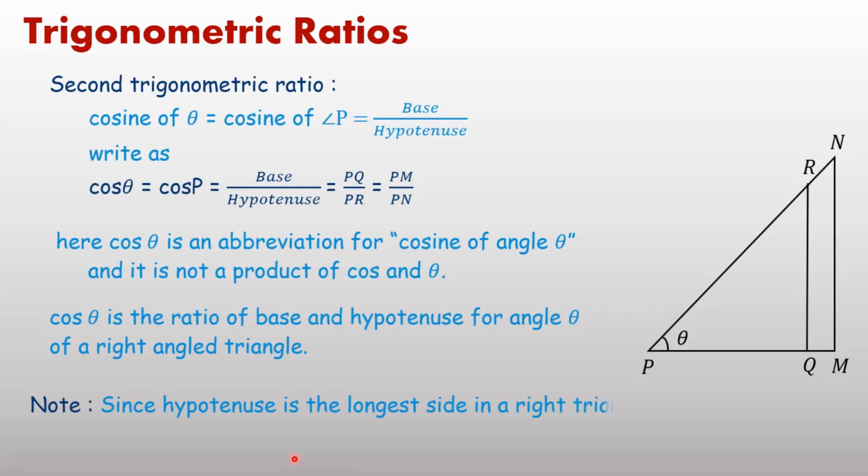One more thing, note it down. Since the hypotenuse is the longest side of a right angle triangle, sin theta and cos theta are always less than or equal to 1, or you can say the maximum value of sin theta and cos theta will be 1. If cos theta equals 1, it implies the base is equal to the hypotenuse. Therefore remember it, the value of sin theta and cos theta is always less than or equal to 1.